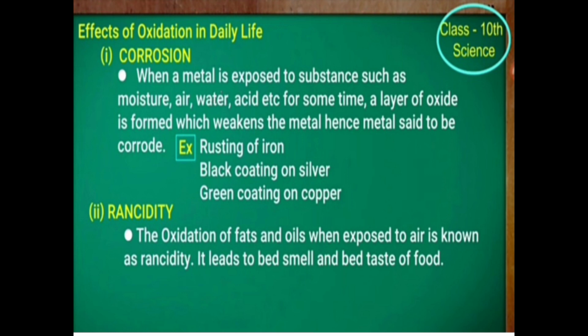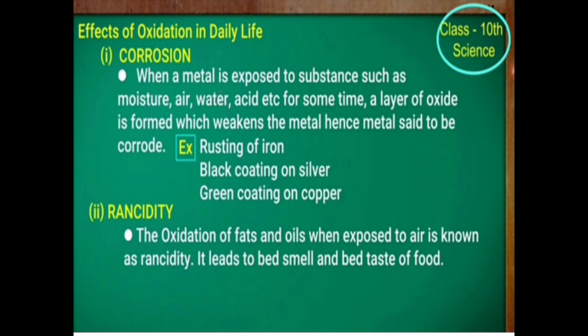Corrosion. When a metal is exposed to a substance such as moisture, air, water, acid, etc. for some time, a layer of oxide is formed which weakens the metal, hence the metal is said to be corroded. Corrosion is a basic word which we use in our daily life. When any metal is exposed to sunlight, air, moisture, it forms a layer of oxide which weakens the metal, and this metal is said to be corroded.